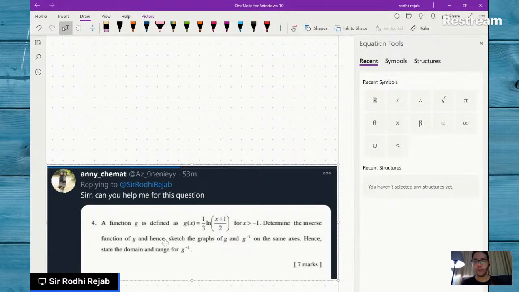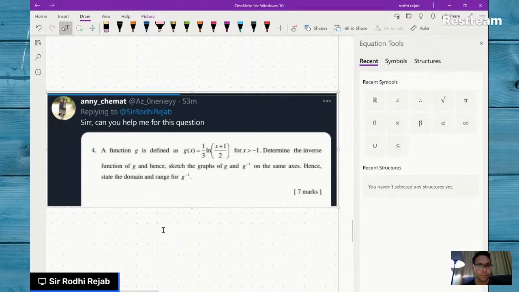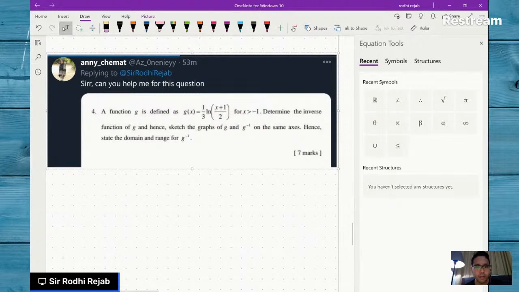Okay, sorry. So now we go to your question. Function g is defined by this for x more than 1. Determine the inverse function of g, and hence sketch the graph of g and g inverse on the same graph, and state the domain and range of g. Determine the inverse function of g.